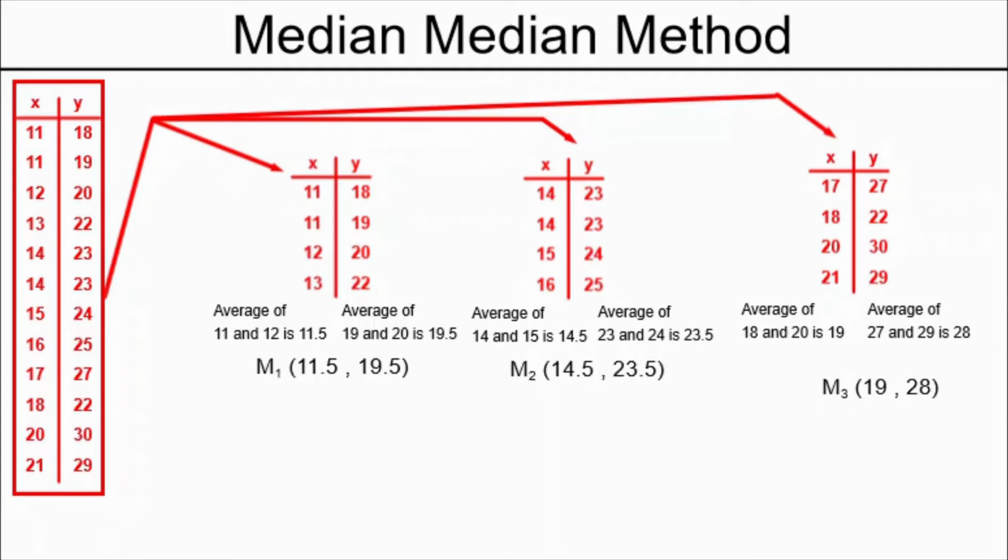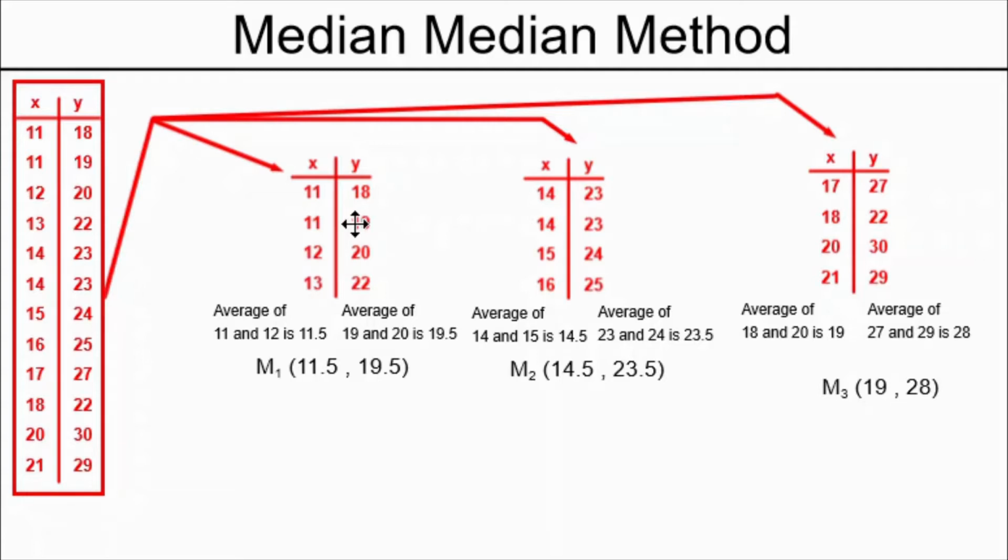Today's Daily Dose of Math is about the median method for finding the equation of the regression line from the points in a table of values that goes with a scatter plot. The first step is to make sure our points are arranged in increasing order of x.